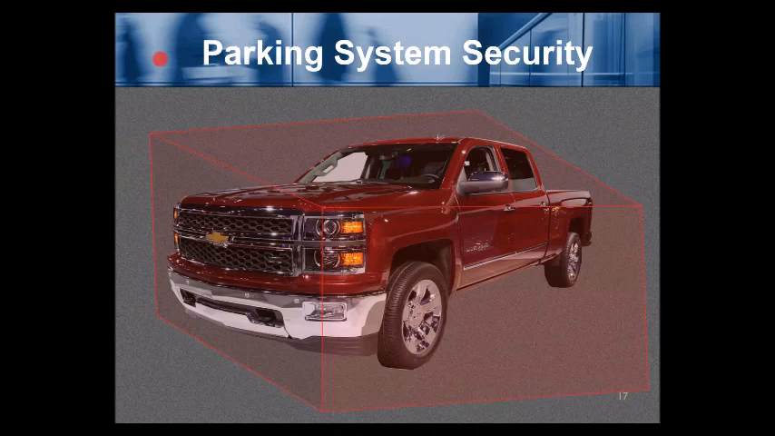Parking system security. In this example, it looks like we're covering a nice looking Chevy Silverado. The vehicle's supposed to be there, the sensor recognizes that, or if it's not there, it could recognize that as well and signal some device.